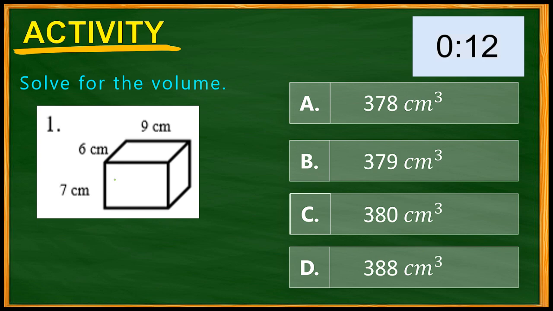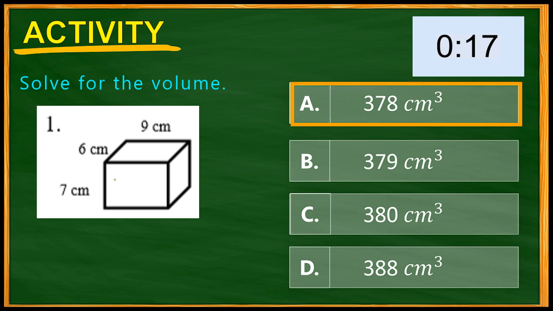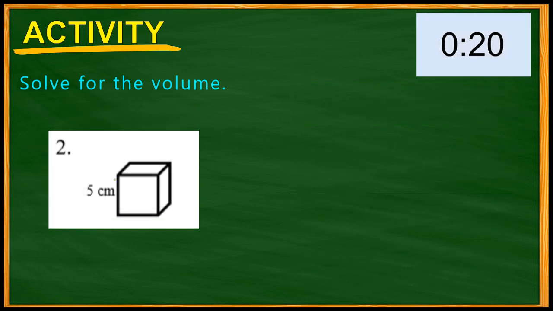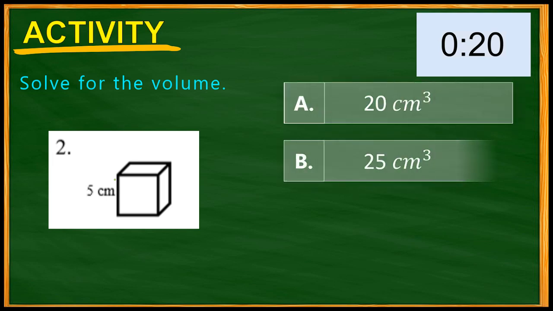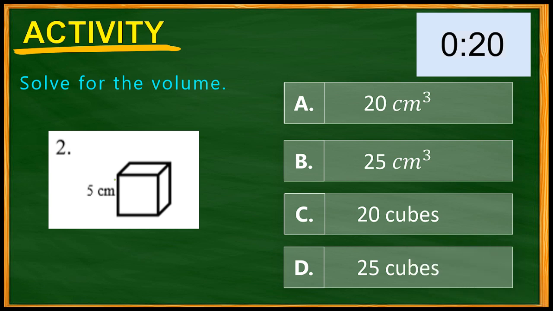Comment down your answer in the comment section below, grade 5 pupils. Okay, time's up. Let's reveal the answer. The answer is letter A. Then for number 2, this should be cube. You have 20 seconds. These are the choices: A, B, C, D. Go.